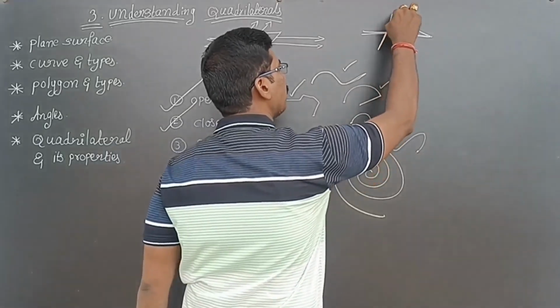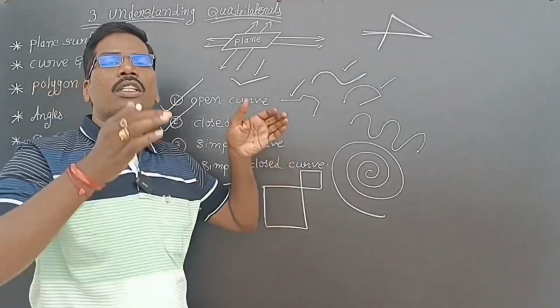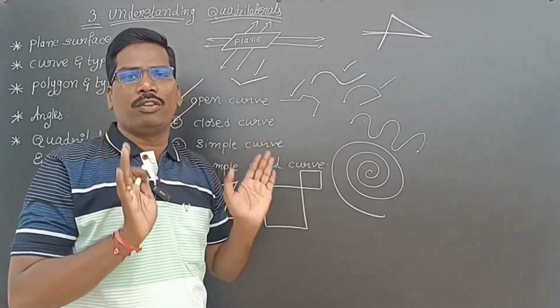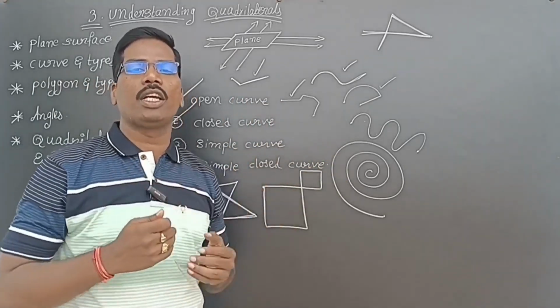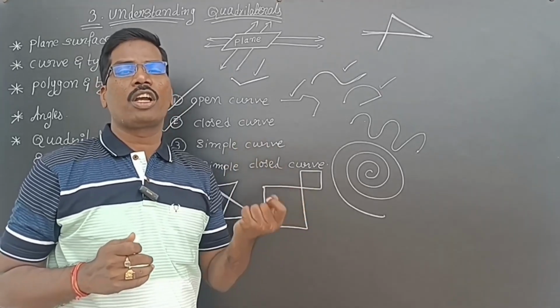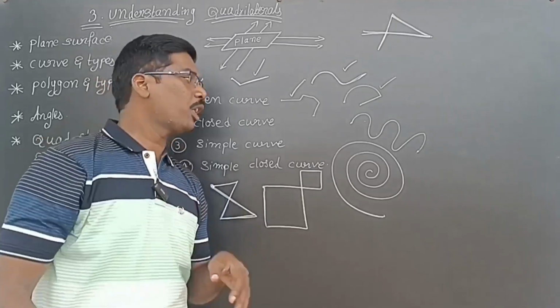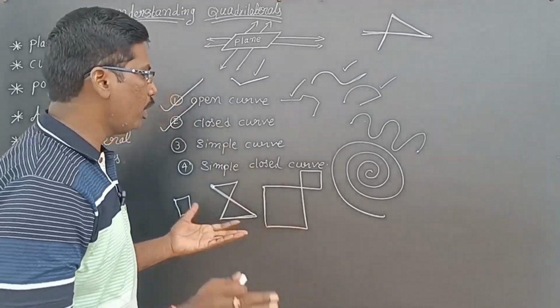Crossing itself is there. See here. Simple curve means there is no crossing itself. So we can say that a curve which does not cross itself is called a simple curve, whether it is an open curve or a closed curve.